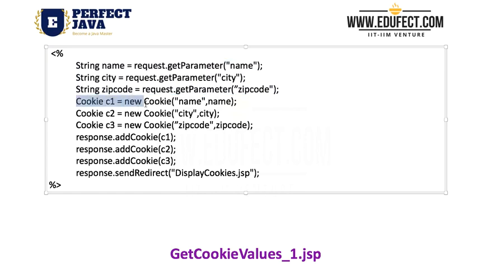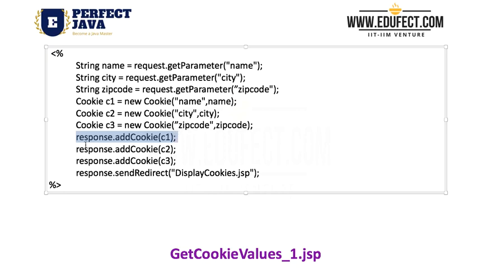So this is the interesting part of the code here. We are creating a cookie C1 equal to new Cookie, and we are giving what should be the name of it, or the keyword associated with it, and its value. So the key and the value. The name we have put as name, and the value would be the name entered. Similarly, city is the keyword here and whatever city the user had entered. Similarly for zip code. Now once we have created, in this case, 3 cookies, it depends how many cookies we want to create. So in this case we have created 3 cookies, and then how do we send them to the user's browser?